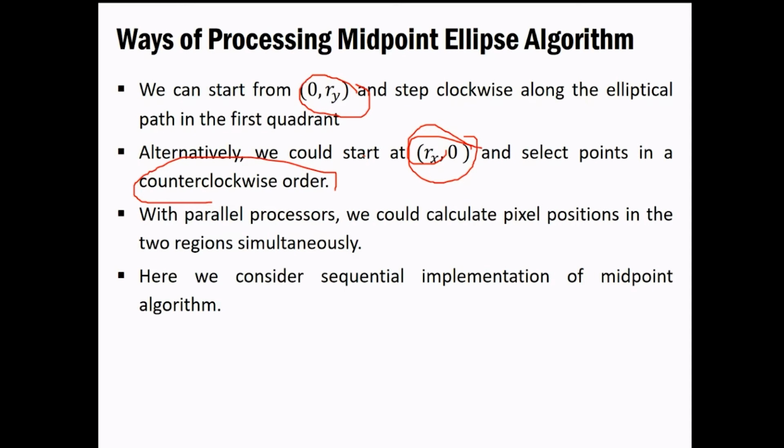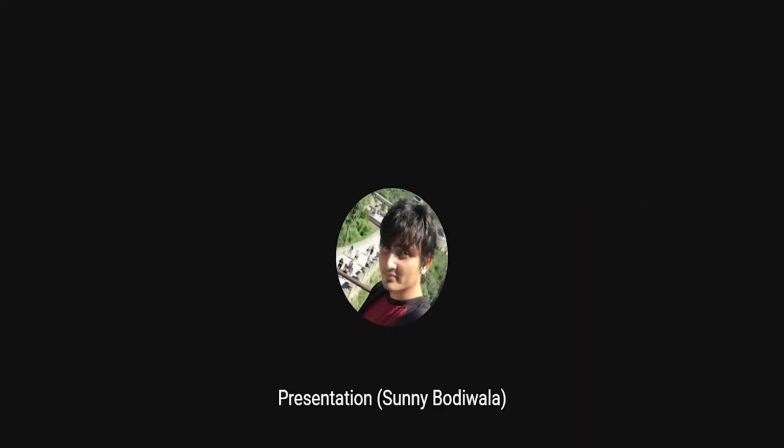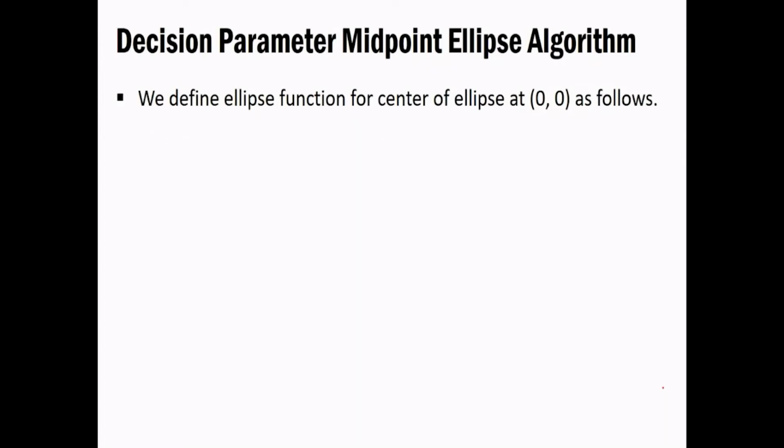Okay, here we consider the algorithm. We take points along the elliptical path in the clockwise direction. Now we define the ellipse function for the center of the ellipse at (0, 0) as follows. So now we have one function for the ellipse because we have two parameters, ry and rx, so we have one new equation with us.